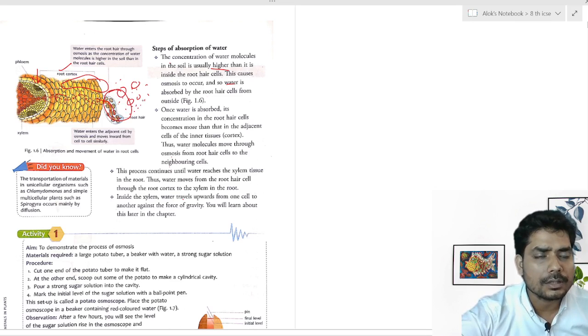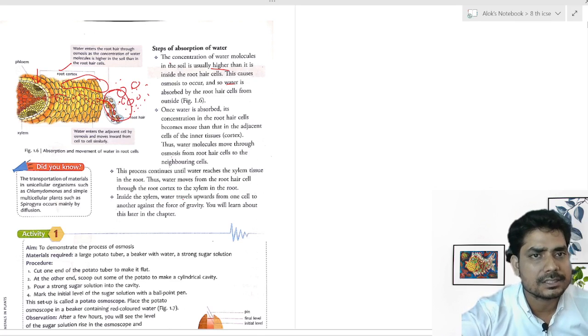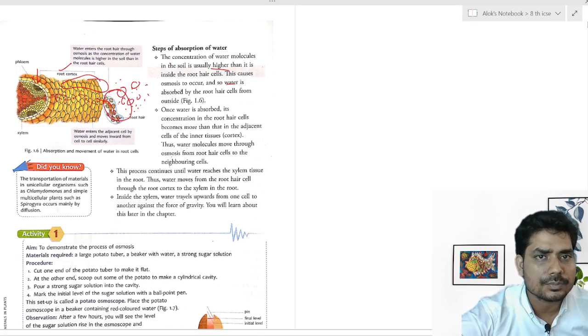So water molecules and minerals move from the higher concentration region to the lower concentration region, which is known as osmosis. Water enters the root hairs by the process of osmosis. When water is absorbed, the concentration of the root hair cell becomes more than the adjacent cell. The cell that is attached to it is known as the adjacent cell.